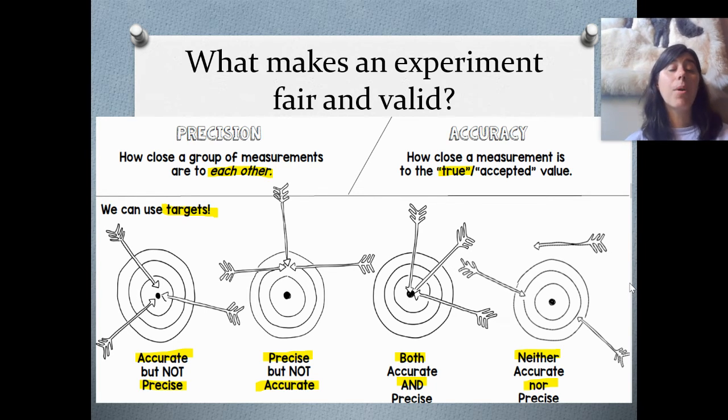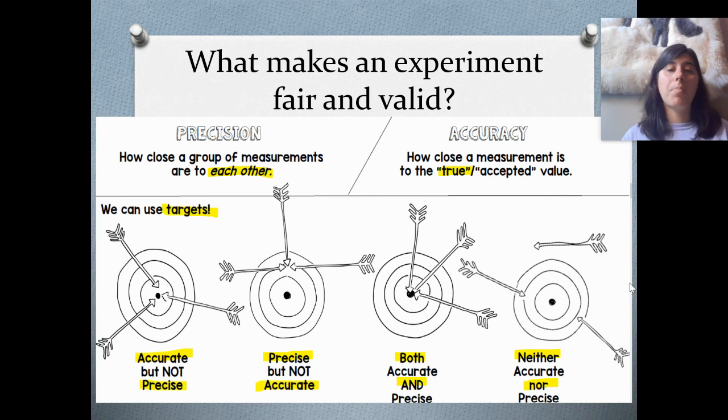In science, these are important to make an experiment fair and valid. We want to test our experiment several times and make several trials because we want to be precise. The only way to be precise is to test it several times. If you test it several trials and your results are coming out around the same every single time, then you're precise. However, in science, we also want to be accurate. We want to be close to the accepted value of whatever we're trying to figure out. So we want to be both precise and accurate in science.